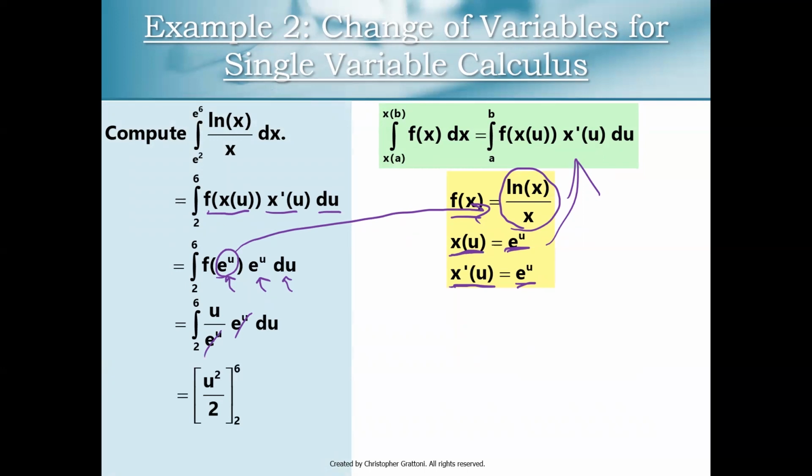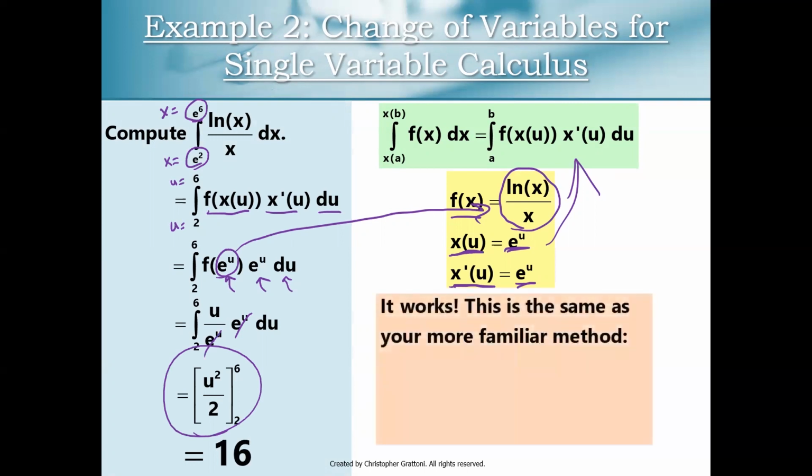Now, do I have to be a little bit careful about how I do this? Yeah, like for example, look at how my limits of integration used to be in terms of x, and then I changed them over to u's. So keep that in mind. But at the end of the day, I compute my integral here in terms of u, and I get 16.